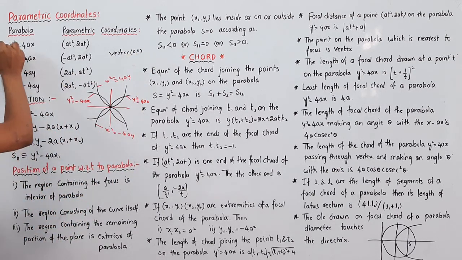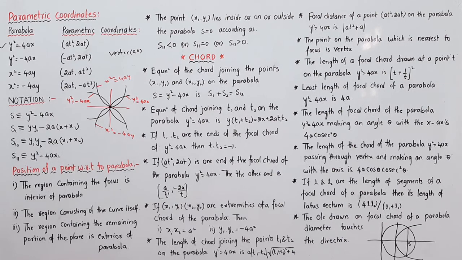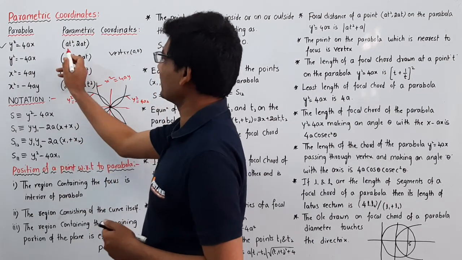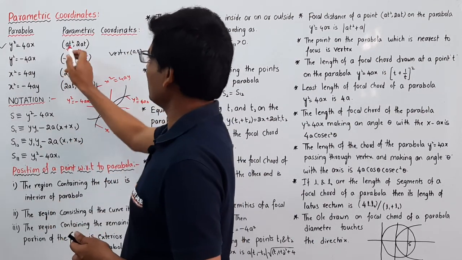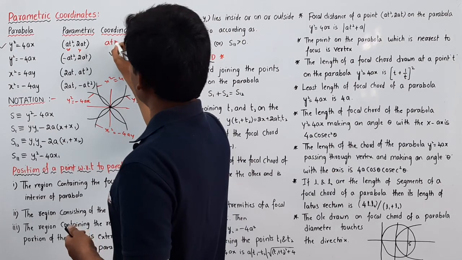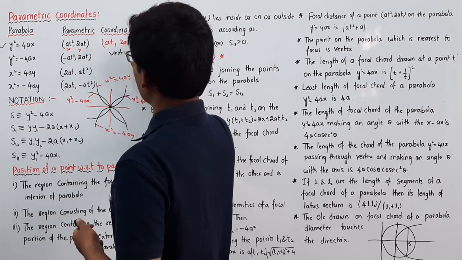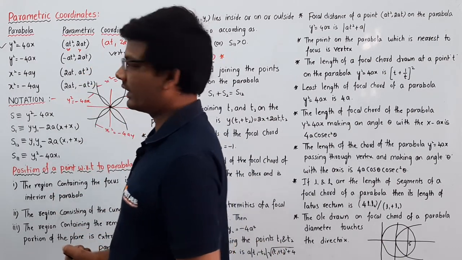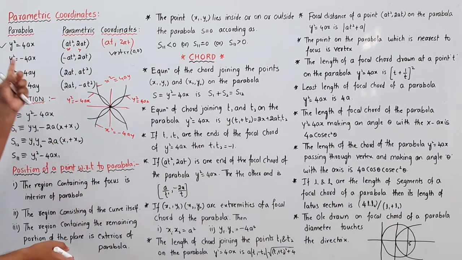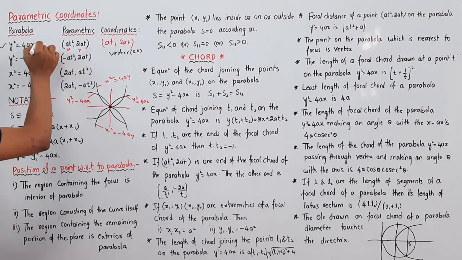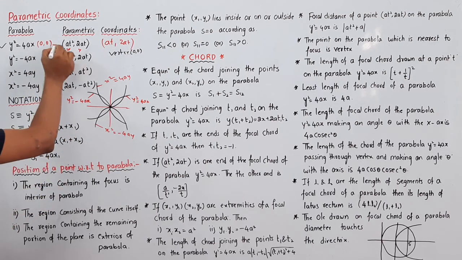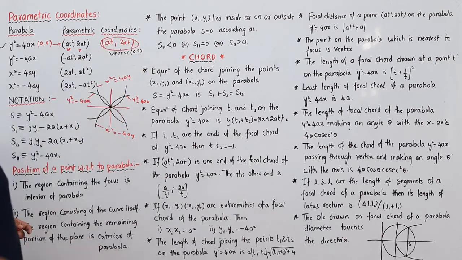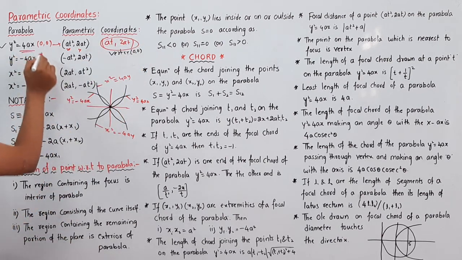If you look at the first one, y square is equal to 4ax, this is a standard form of parabola. Then the parametric coordinate point of a parabola is x coordinate, y coordinate. x is nothing but at square and y is 2at, this is the fixed one. According to the parabola nature, the point changes. So if the standard form of parabola is y square is equal to 4ax, having vertex 0 comma 0, remember the parametric coordinate, at square comma 2at. This is the parametric coordinate point for the standard form of parabola.